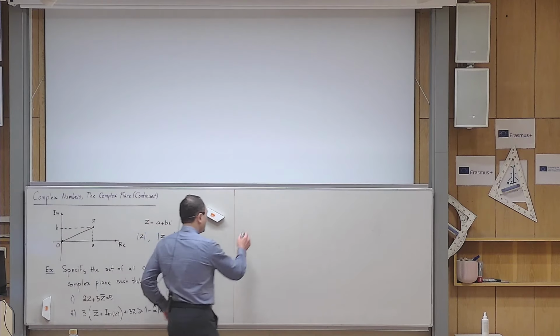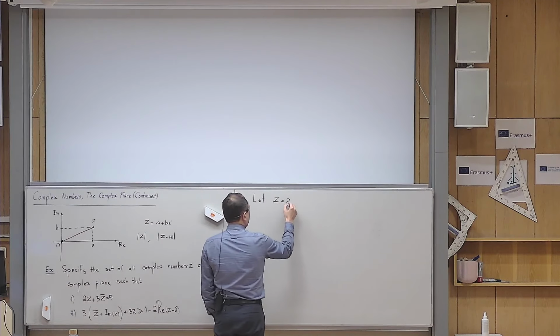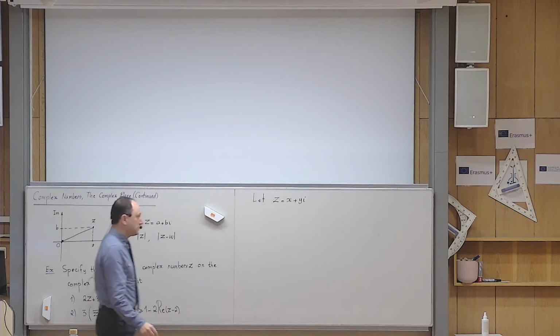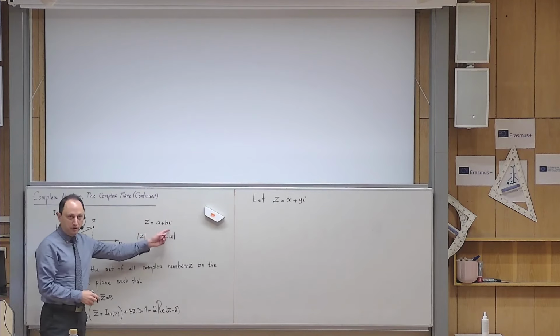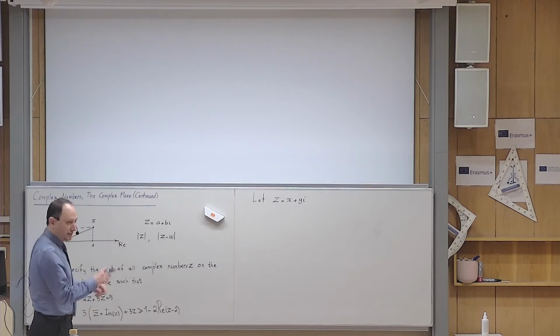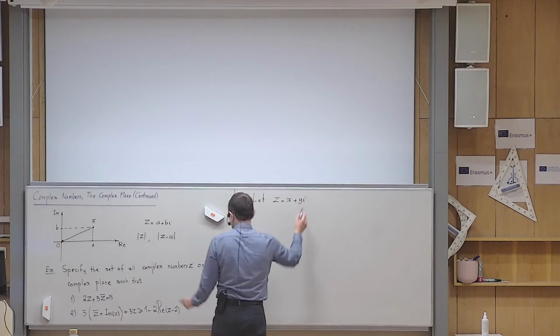So for the first one, I would say let z be equal to x plus yi. And I told you it is better, when you want to solve these kinds of problems, instead of writing a plus bi, to write x plus yi, because it naturally interprets as the x-axis and y-axis. Okay, and then you put it here in this equation.